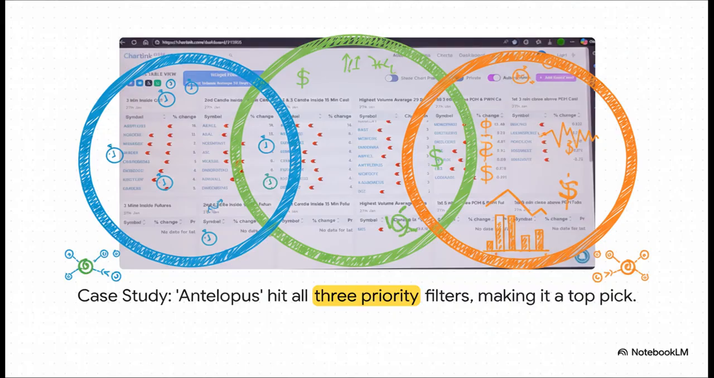And here we go, a perfect case study, the stock Entelopus. It was like the stars aligned for this one. It showed up in the 3-minute window, the 15-minute window, and the high-volume window. That triple confirmation, that is the holy grail of this strategy.